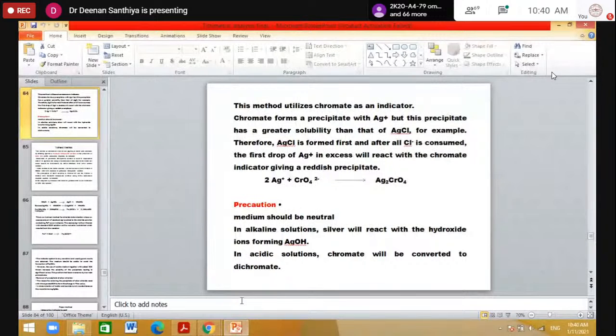See, three class tests will be conducted in January, February, March. Out of these 3 class tests, the 2 best tests will be considered. So, MTE component, is there any doubt on the MTE component?